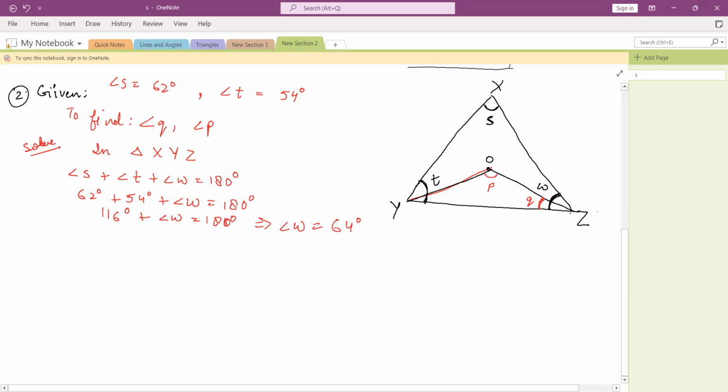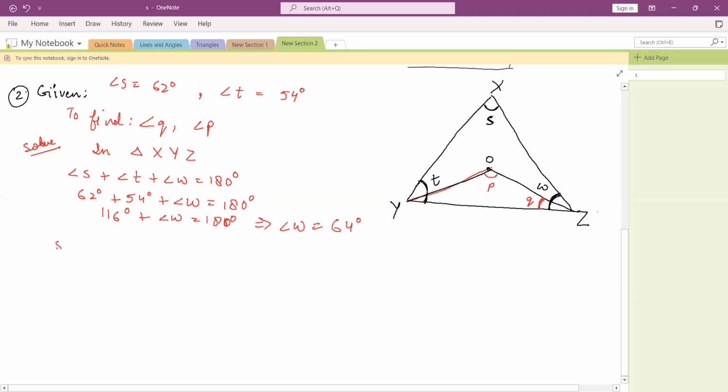Now it is given that ZO is the bisector of angle W, right? It is given. Okay, always on mute. Please unmute your mic, both of you, so that I can know that you people are there and you are listening to me.